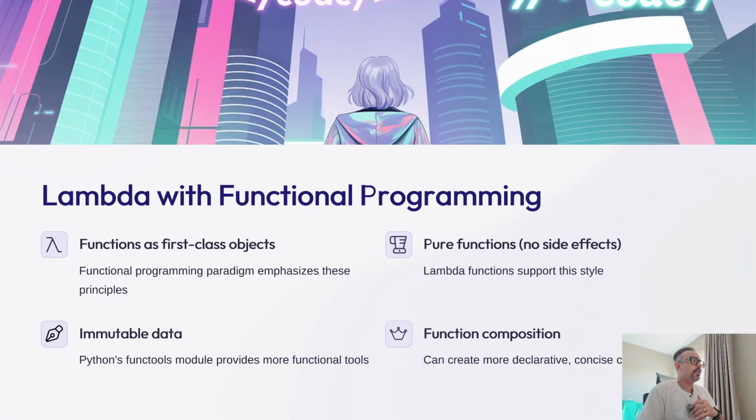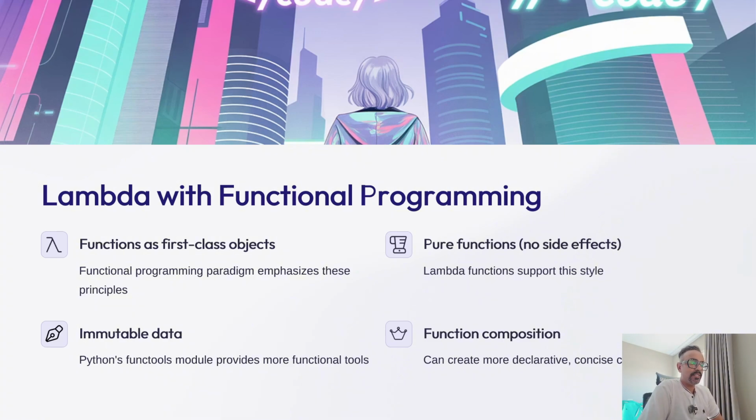Now, last but not the least, let's talk about lambda functions, because they are very closely tied to functional programming, where functions are treated as first class objects that can be passed around and composed. Functional programming emphasizes pure functions without side effects, immutable data, and function composition. Python supports many functional programming concepts, and the functools module that we saw provides additional tools like reduce, which aggregates values in a sequence using a function.